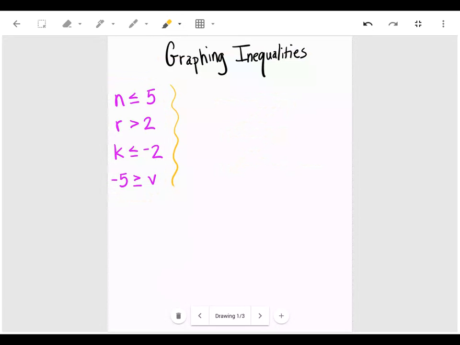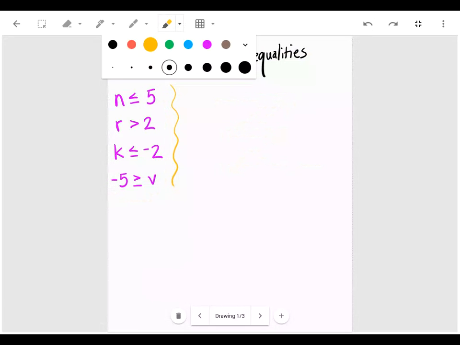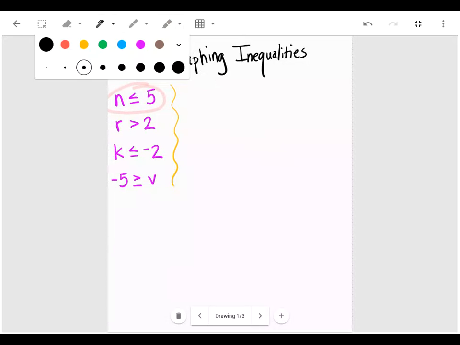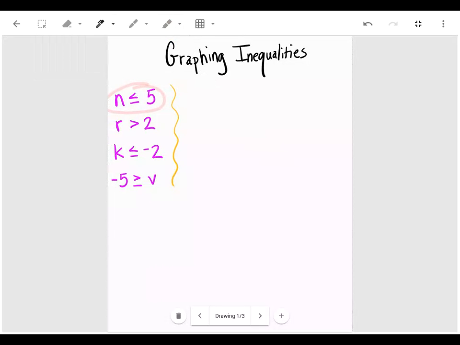Starting off, we're going to look at the inequality n is less than or equal to 5. For those of you who are still a little unsure about what to do, I'm going to write the inequality over here, and you can put down "example" and then n is less than or equal to 5. What this means is n stands for any number. So we read this inequality like this: any number n is less than or equal to 5.